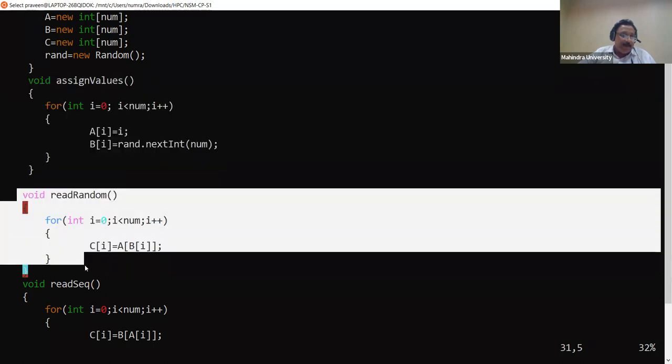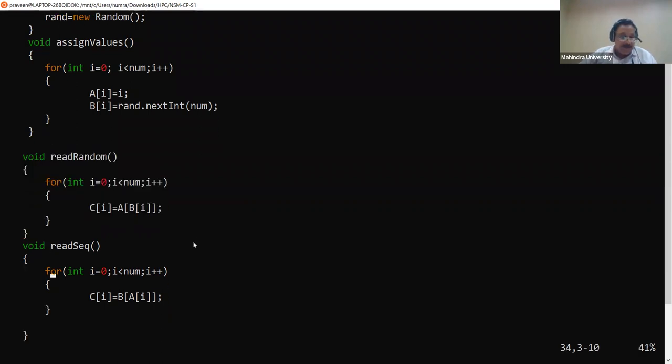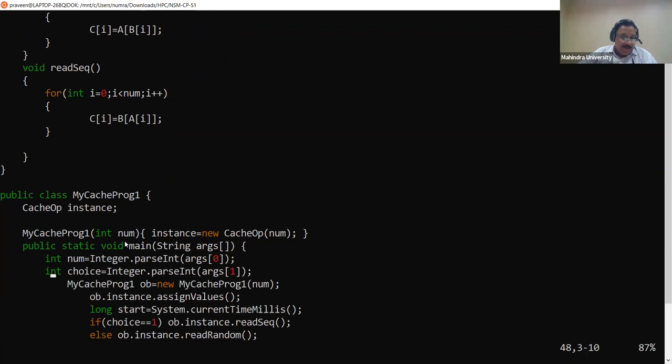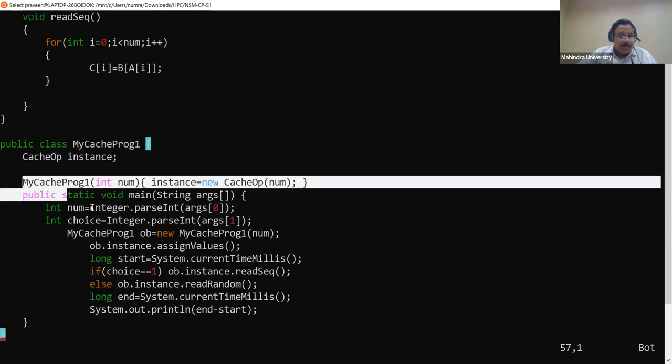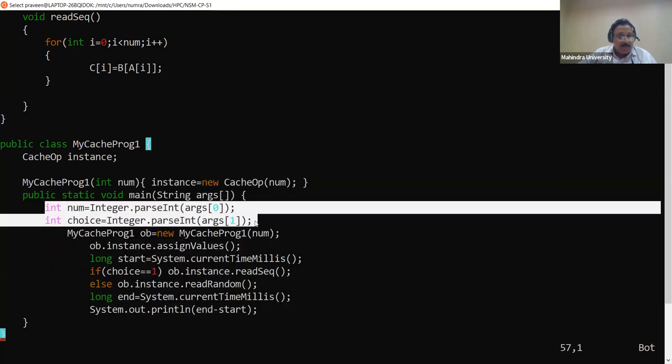The second one is read random, C of I equal to A of B of I. That means we are going to access the elements in random order. Next, read sequential, C of I equal to B of A of I. That means we are going to access the elements in sequential order. After that, the main logic is very simple and straightforward. We pass two arguments at the command line. The first argument is the size of the array. The second argument is a choice. If the choice is one, it is read sequential. Otherwise, it is read random.